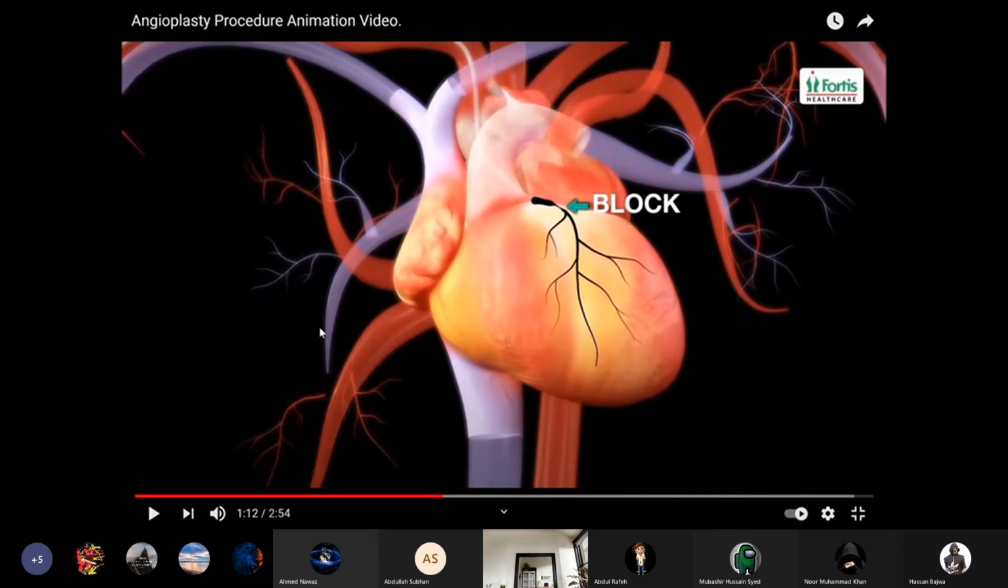Right, boys, I told you that a special liquid is injected, and when that liquid flows, where there is blockage or narrowing, if there is blockage, no liquid will flow on that side, or if there is narrowing, then less liquid will flow from that side, and with the help of X-ray images it can be detected.